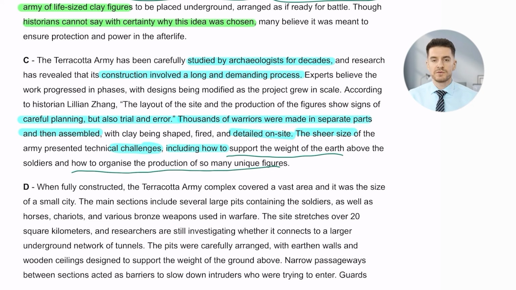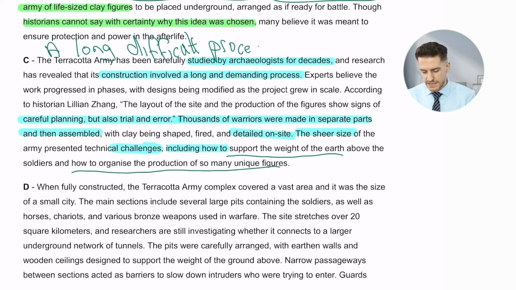So for this one, when I'm thinking about the title or the main ideas, I would think it's something like this: a long, difficult process. Because that's what it's talking about in very simple terms. It's saying that it was a long process and there were challenges or problems that needed to be solved.